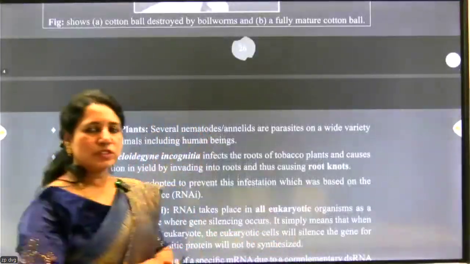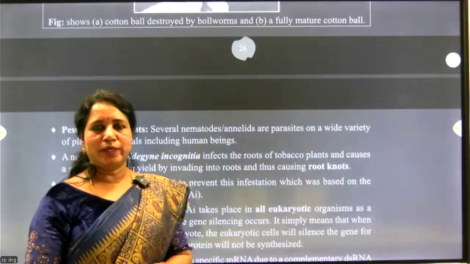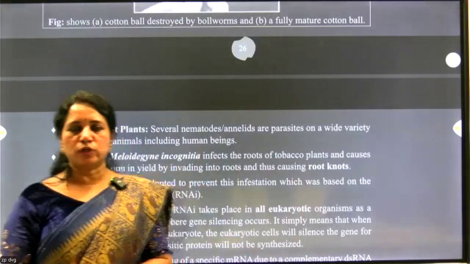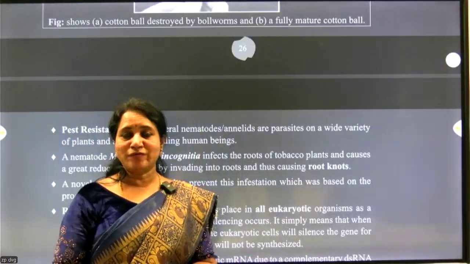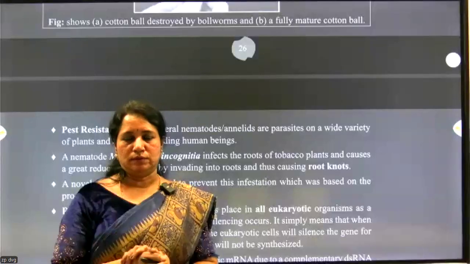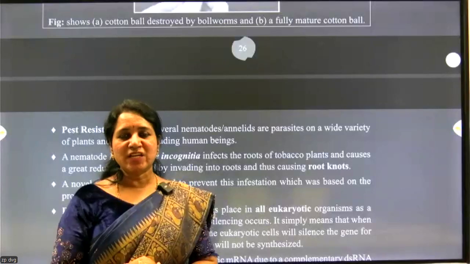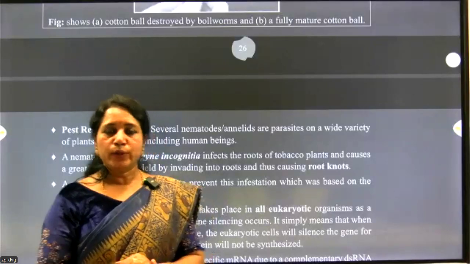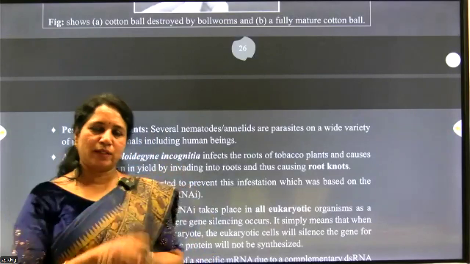Next, another pest resistant crop, that is tobacco. You know that tobacco is an important commercial crop, widely used all over the world. It is most infected by a nematode, a roundworm. It causes infestation in the root of the tobacco plants, and they grow inside the root.